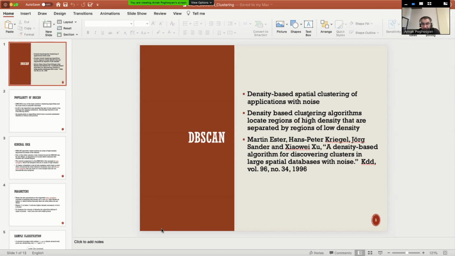And you see the original article, a density-based algorithm for discovering clusters in large spatial databases with noise, from 1996. I uploaded this article so you can open and read it. Very interesting article.